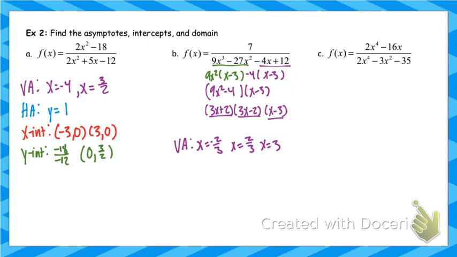Horizontal asymptote, degree of the top, degree of the bottom. Well, that's a 0 degree and a 3rd degree, so this is definitely bottom heavy, so it's y equals 0. For x-intercepts, we set the top equal to 0. Well, 7 is never going to equal 0, so this graph actually has no x-intercepts. Then to get our y-intercepts, I plug in 0 for every x, so plug in 0, 0, and 0, and I'm left with 7 over 12.